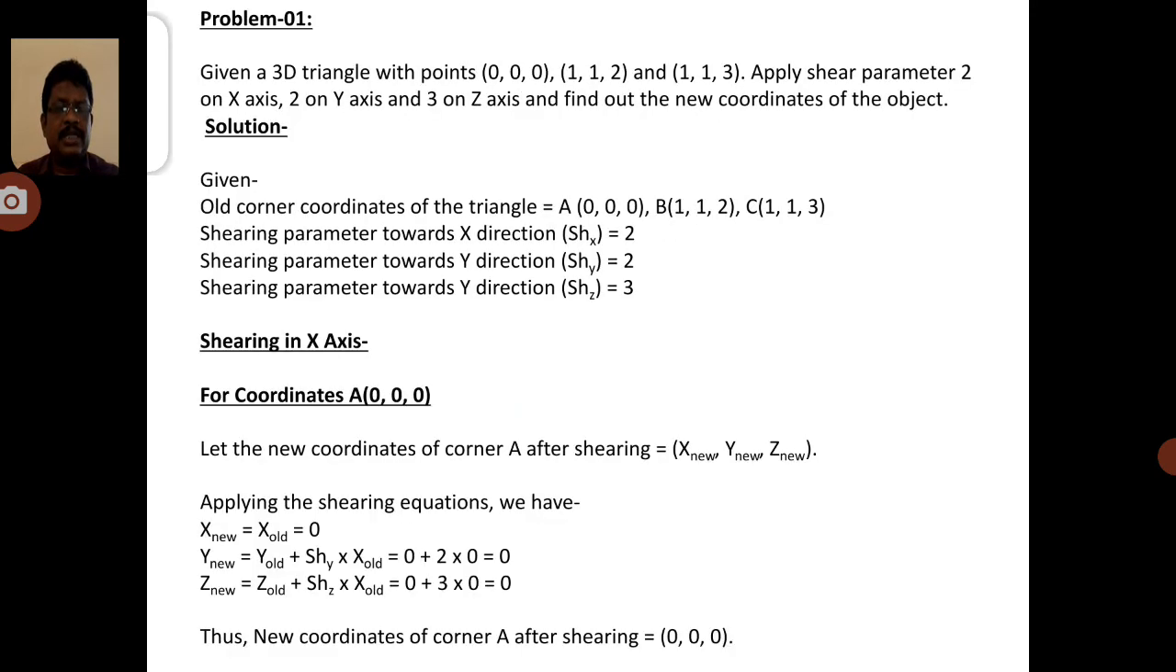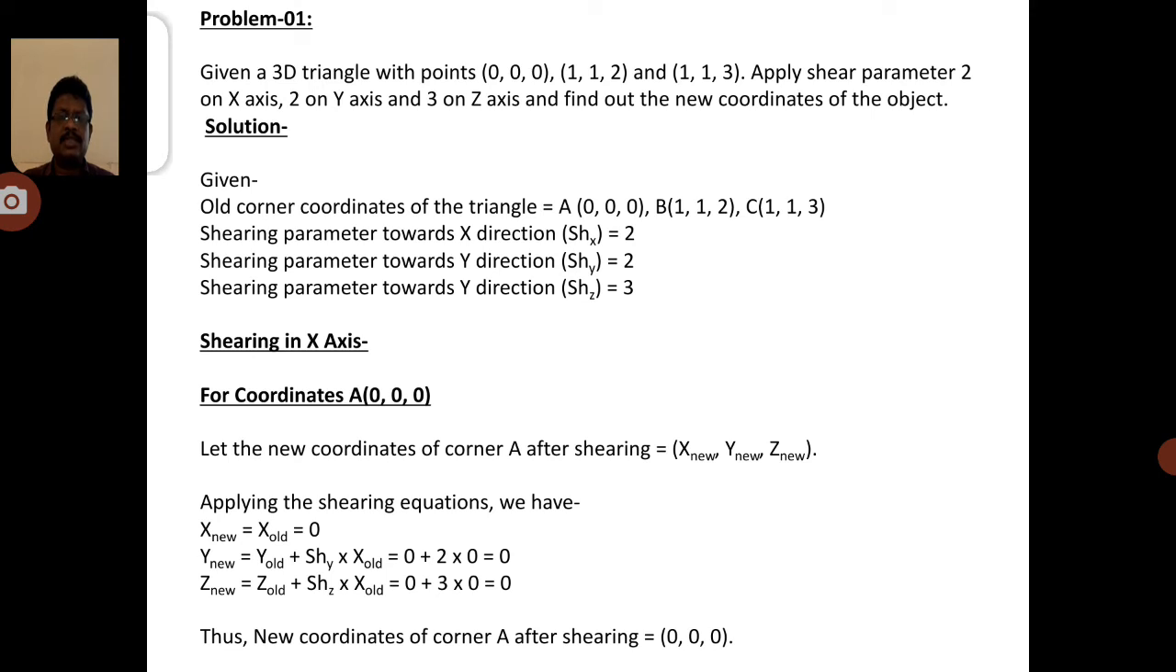Now we are going to take a practical problem. The given problem is a 3D triangle with points 0, 0, 0, 1, 1, 2 and 1, 1, 3. Apply shear parameters 2 on the x axis, 2 on the y axis, and 3 on the z axis. So the three different values are given here: the shearing value of x is 2, of y is 2, and of z is 3.